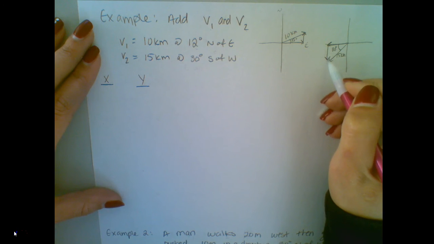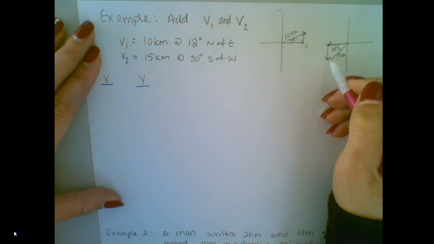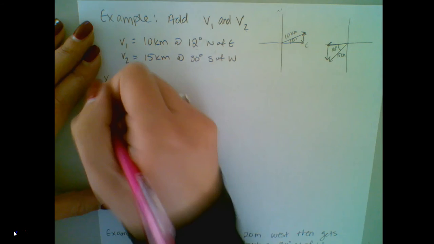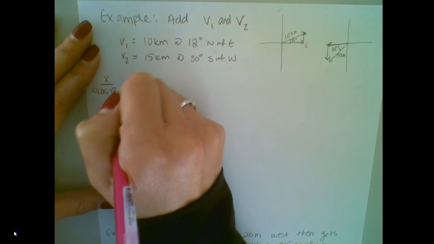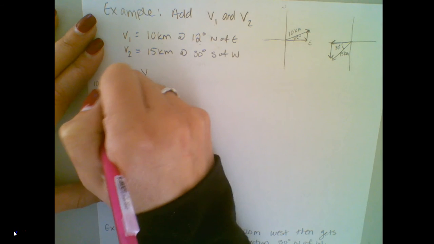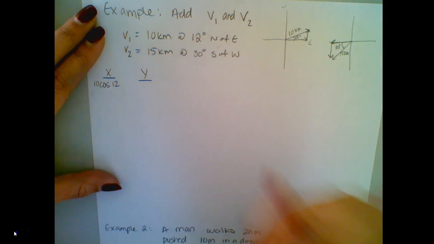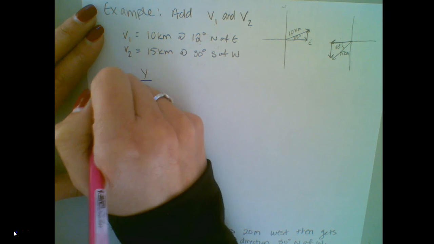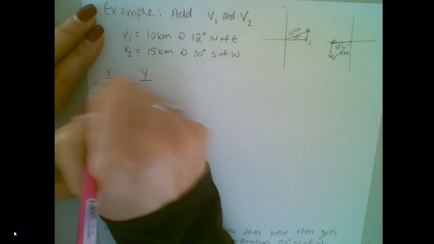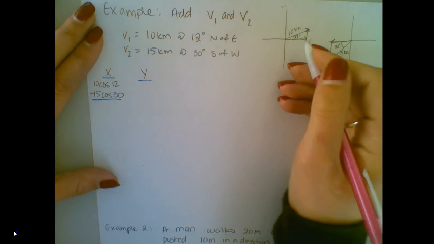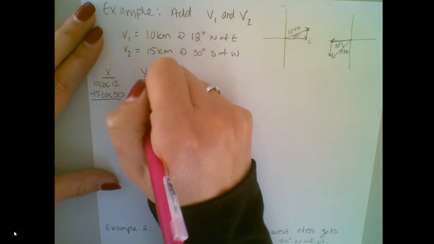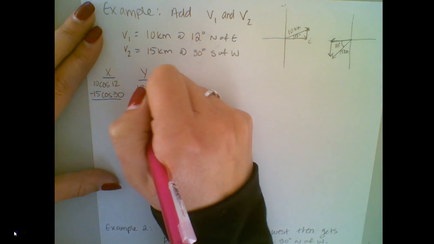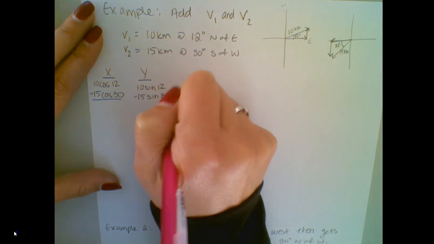So I got 22.77 for the x, and then in the y, I'm going to do 10 sine 12. Oops, I'm sorry, I did plus. I need to do minus on the x. So it should actually be, let's see, 10 cosine 12 minus 15 cos 30. So I actually get negative 3.2 in the x, and then 10 sine 12 minus 15 sine 30. And I get negative 5.42 in the y.